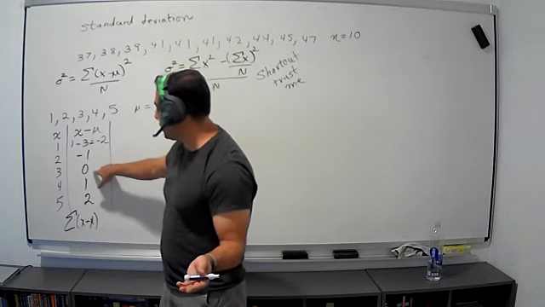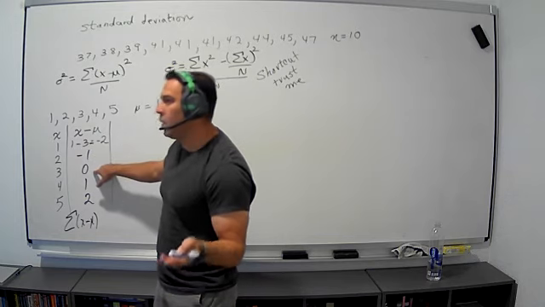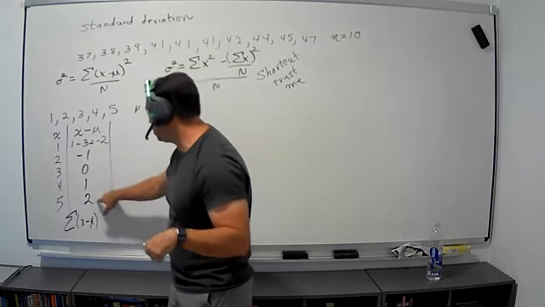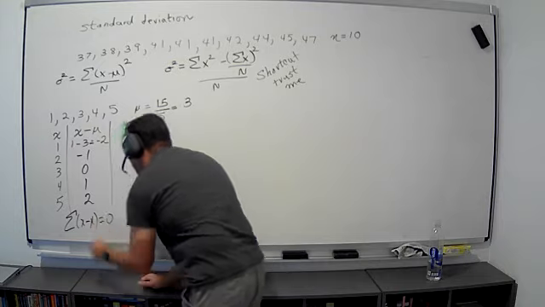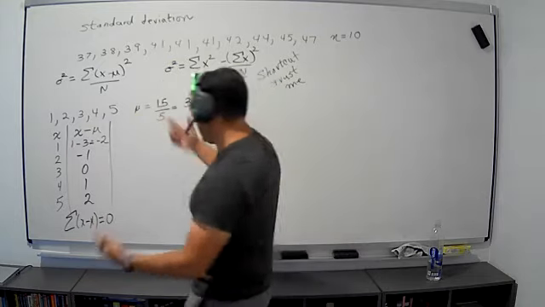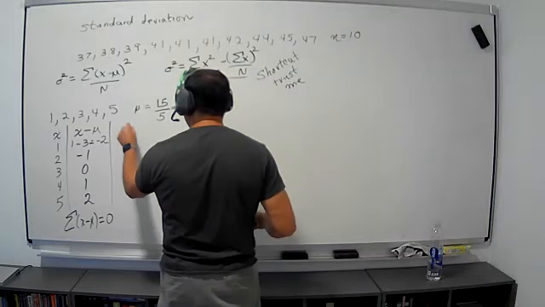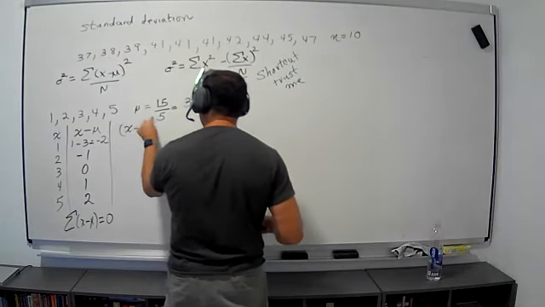-2 plus -1 is -3. Plus 0 is -3. -3 plus 1 is -2. -2 plus 2 is 0. So the sum of our deviations is 0, so we're good. Now we need to square all these numbers: x minus the mean, squared.